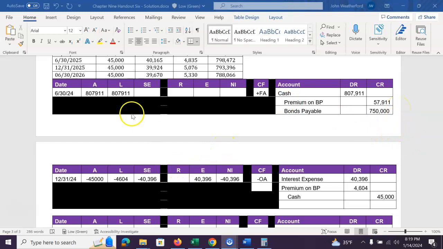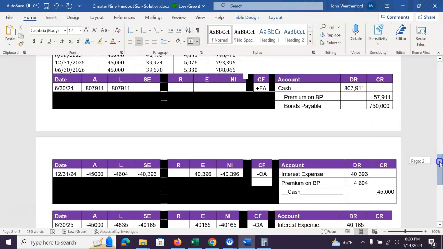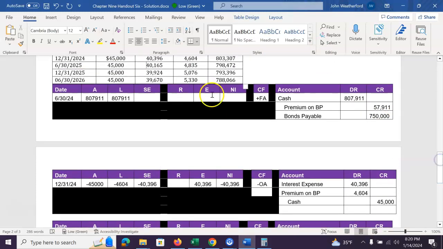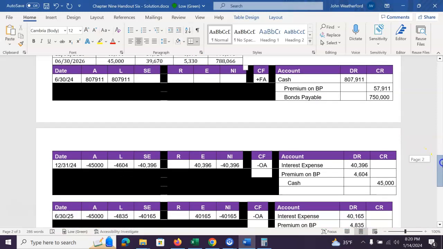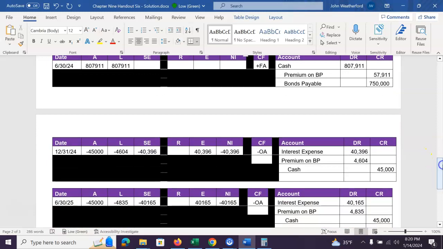So we want to make our entry on 6/30/25. I'm trying to keep it where we can see both, but I'm not quite going to be able to. What's going to happen here? We're going to debit interest expense for $40,165. We're going to debit the premium for $48.35. And then we're going to credit cash for $45,000.